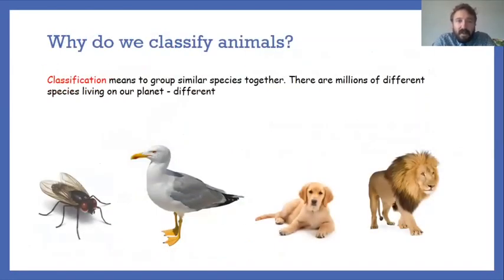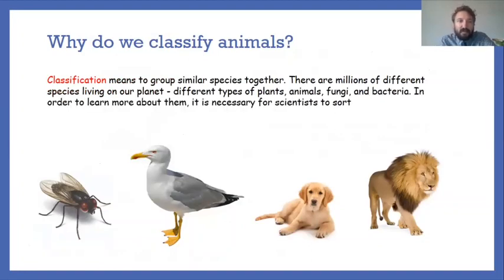So why do we classify animals? Well, we classify animals because there are millions of different species, like I've just mentioned: different types of plants, animals, fungi, and bacteria. So we classify different organisms, okay? In order to learn more about them, it is necessary for scientists to sort them into groups. And I think last time we were discussing, are a dog and a lion closely related? Which we discovered that actually they are, because they're both mammals, whereas a fly and a seagull, they may both fly and be quite pestering. They're actually not closely related because one's an insect and one is a bird.